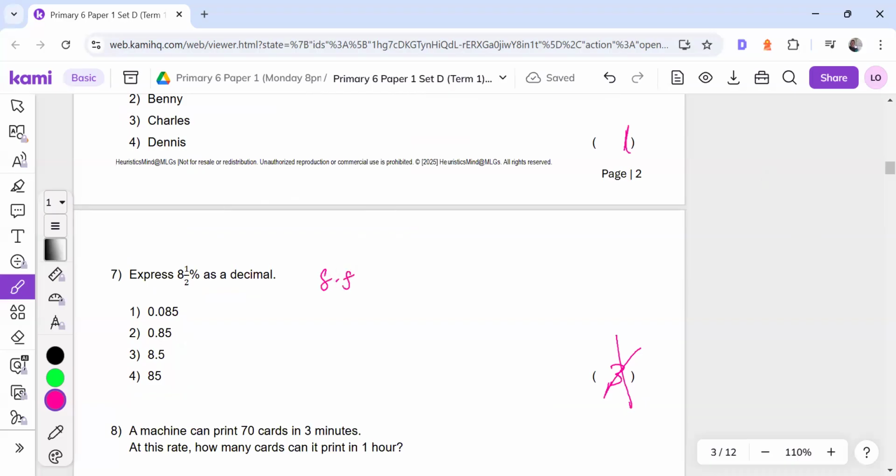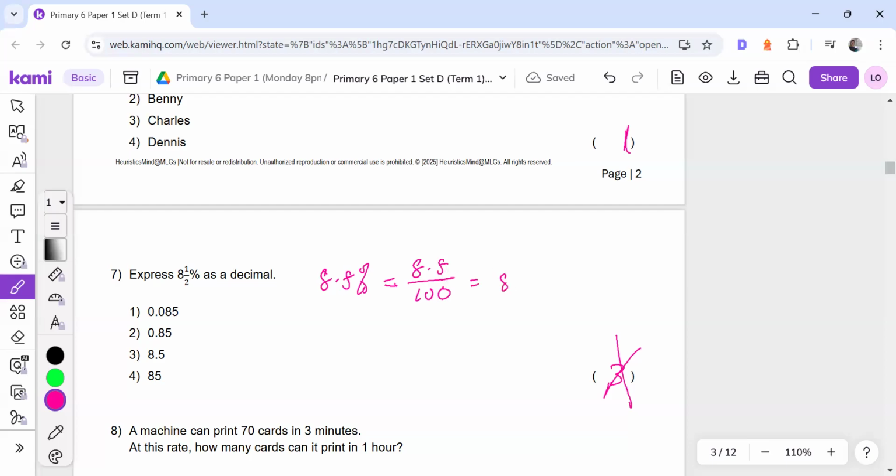Because you did not change it to decimal. It's still percentage. 8.5 is still 8.5%. So how do you change it to decimal? Remember, Mr. Ong told you the fraction is the best friend of percentage. Can you change the percentage to fraction? 8.5 over 100. And then how? How to get your decimal?